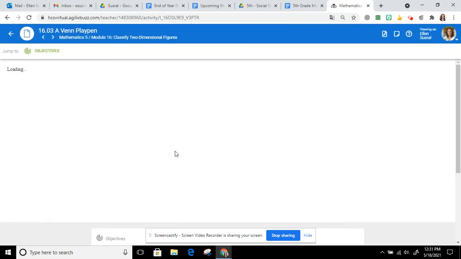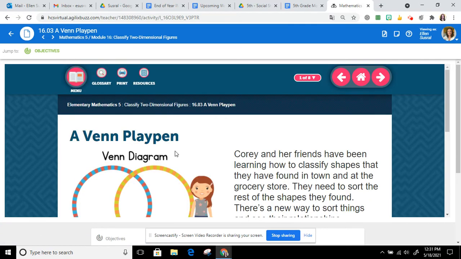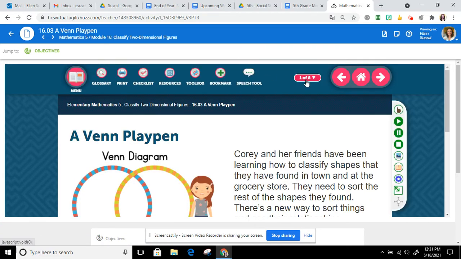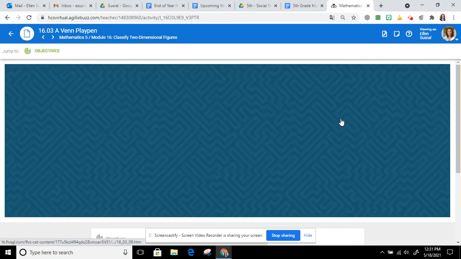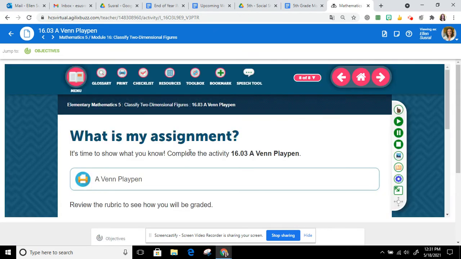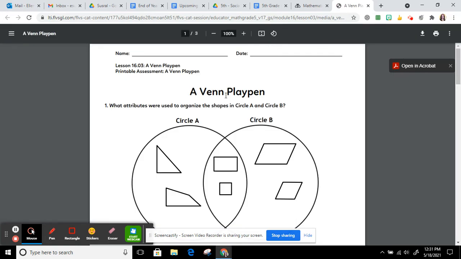And of course, just like all your other lessons, you're going to want to go through all of the content, looking through the examples, doing the practice problems, going through those explanations. And then on the last page, when you come to it, you'll come across what is my assignment. You'll click on the worksheet attachment. And for this assignment, let's have it load here. It's 3 pages long. So I'm going to walk you through what you're doing for this assignment.